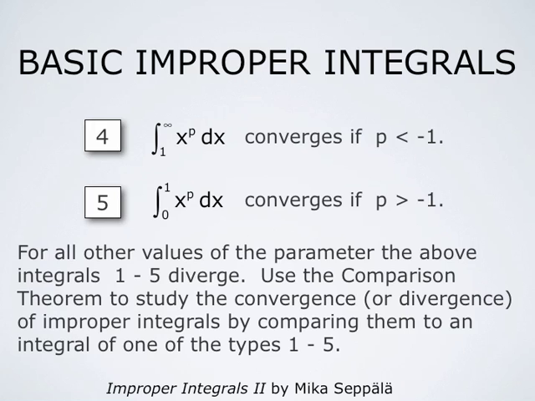Knowing that an improper integral converges is important, because if it converges, then we know that it has a finite value, and we may then try to estimate the finite value numerically by various numerical methods. But if the integral diverges, then of course it does not have a finite value, and numerical methods do not make any sense.